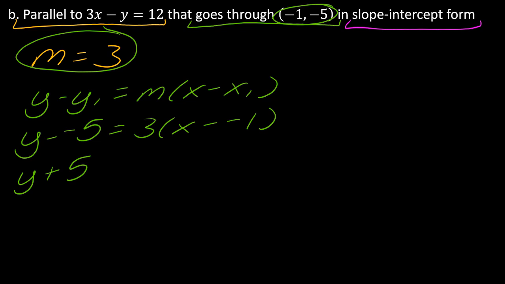So this will simplify to y plus 5 equals 3 times x plus 1. And so now, why don't you finish this problem? Again, you can pause here and get this into slope-intercept form, hit play when you're ready.